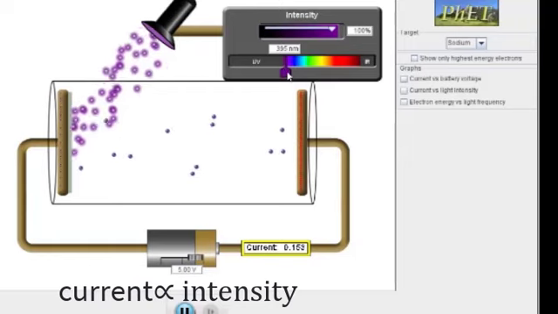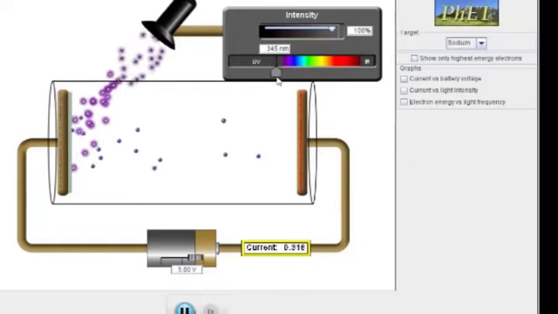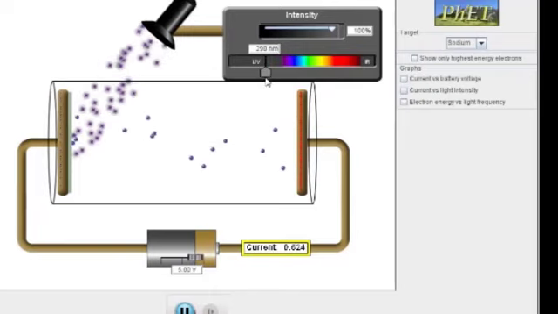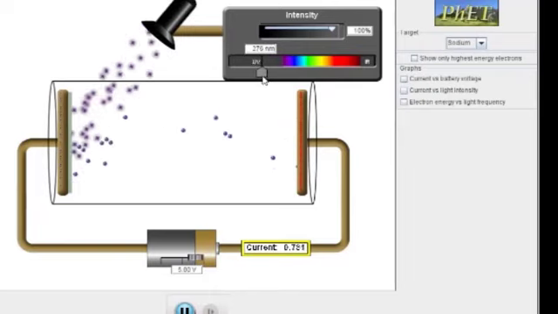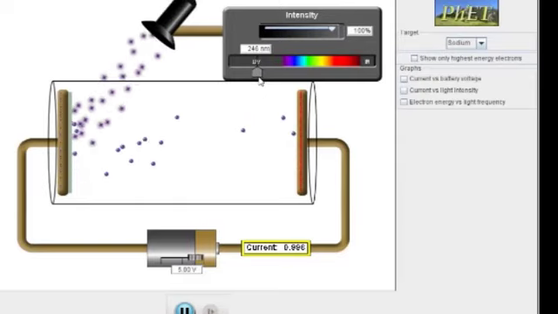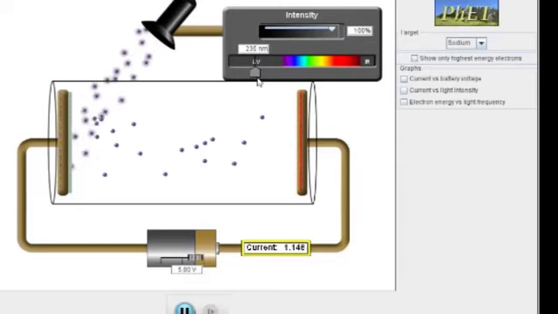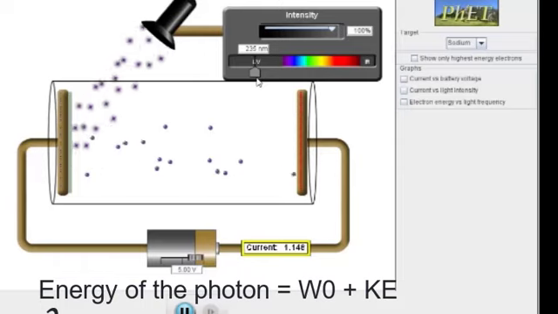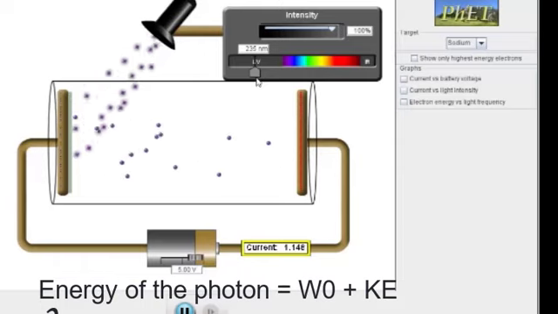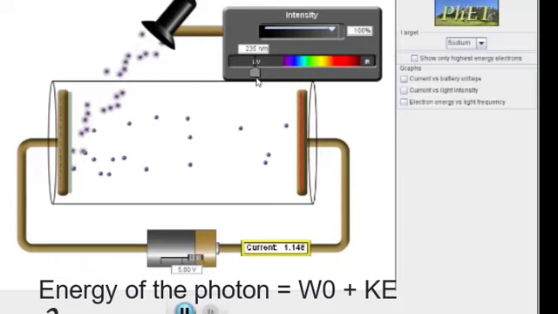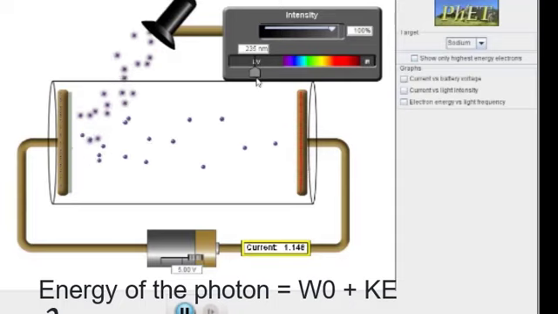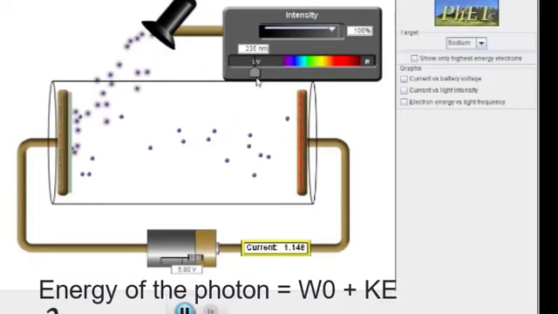Moving on, if I increase the frequency further or decrease the wavelength, the value of current is still climbing. The electrons are reaching the collector plate quickly. So what's happening here is the entire energy of the photon is given to the electron. Part of the energy is used to overcome the attraction from the metal surface, and the rest of the energy becomes the kinetic energy of the electron.